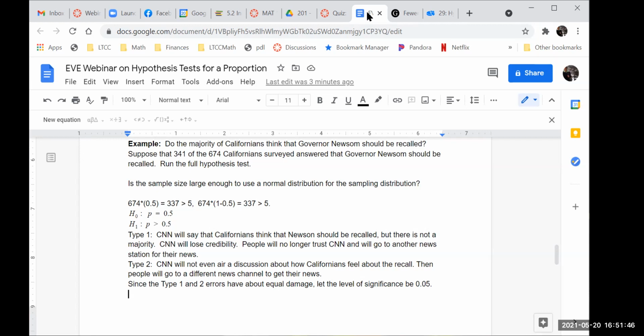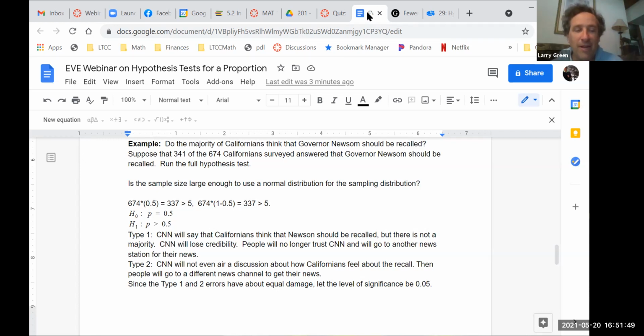0.5. Yeah, 0.5. We haven't actually seen p naught before, but when you have a naught, that means a number, like with H naught. P equals 0.5. So 0.5 is p naught.